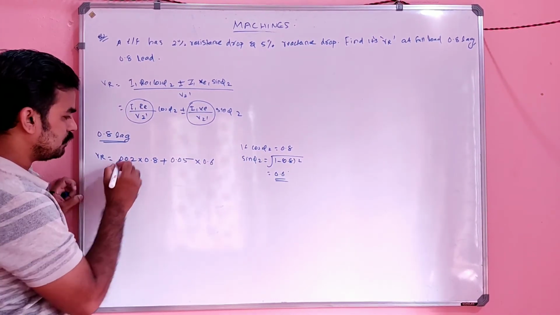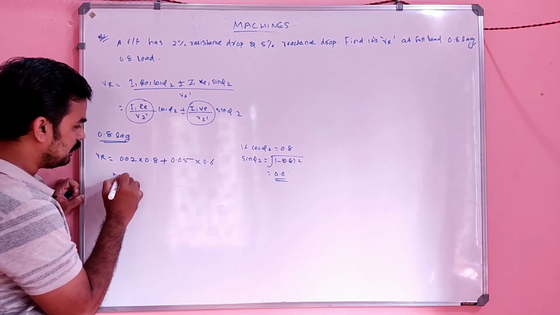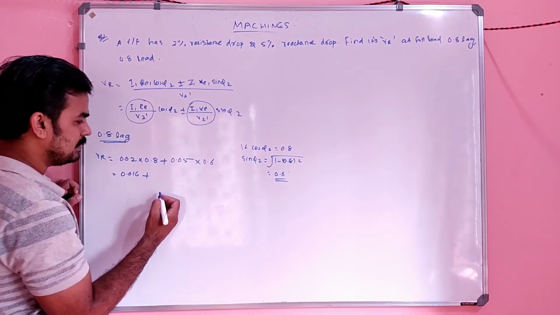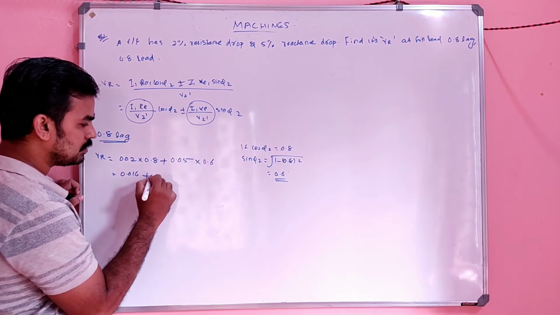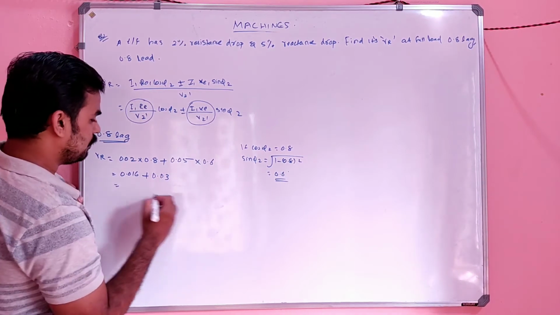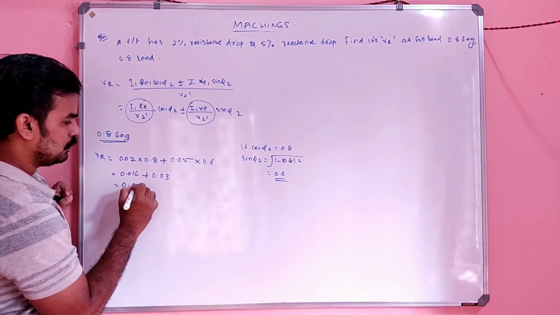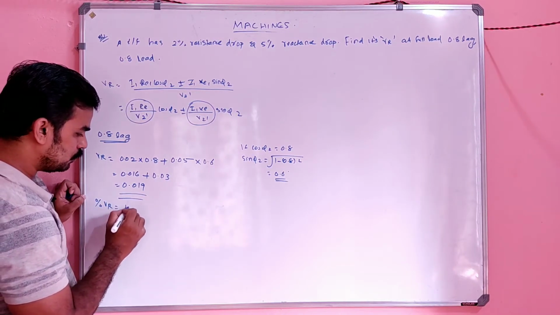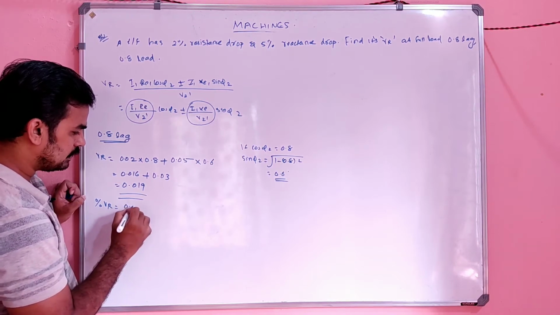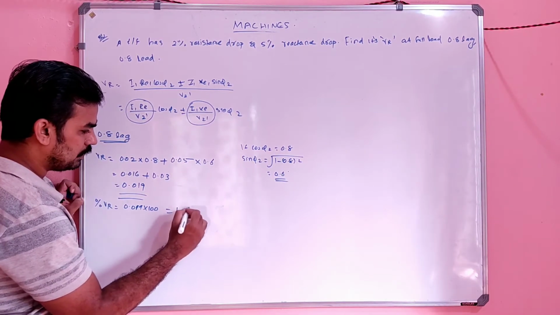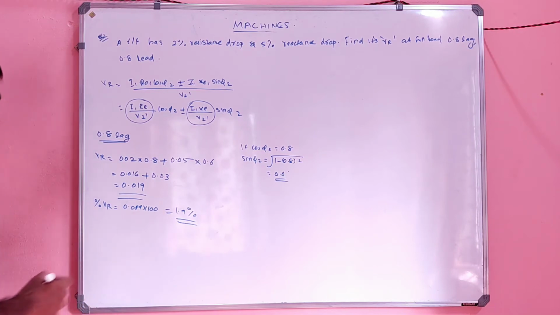Write the equation. It will become 0.02 into 0.8, which is 0.016, plus 0.05 into 0.6, which is 0.03. So it will become 0.019, and percentage VR will be 0.019 into 100, so it is nothing but 1.9%.